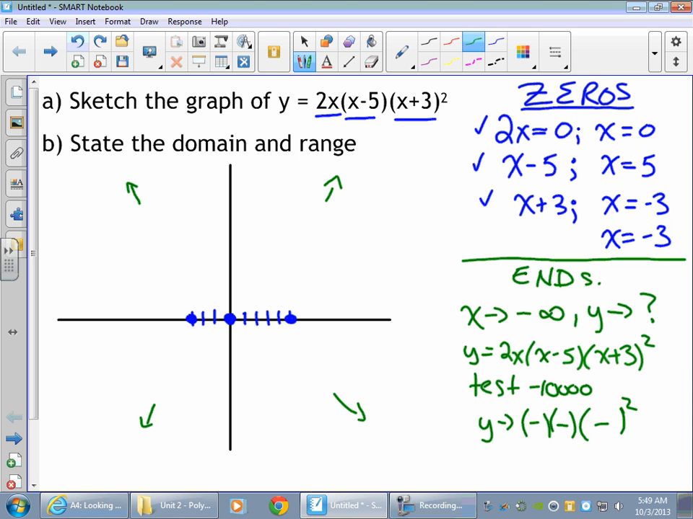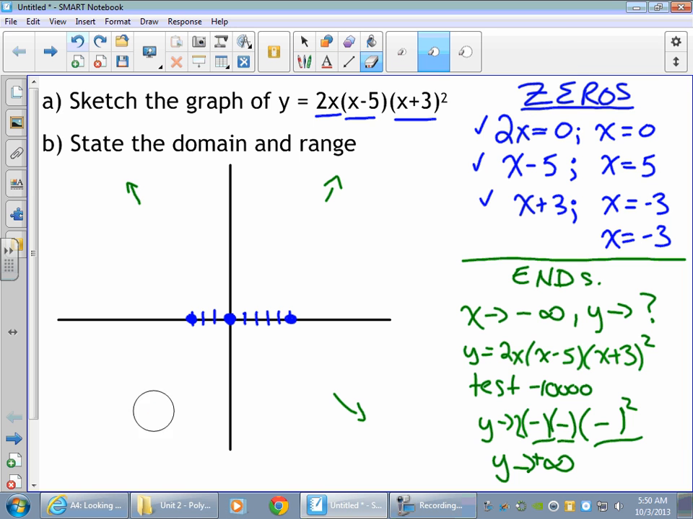So the 2x is going to be a negative value. Let's even write the 2 in there. So it's going to be 2 times the x value, which is negative, times the x minus 5 value, which is a negative minus 5, times a really big negative number plus 3, which is still a negative number. And a negative times a negative times a negative squared tells me that y is going to be positive.